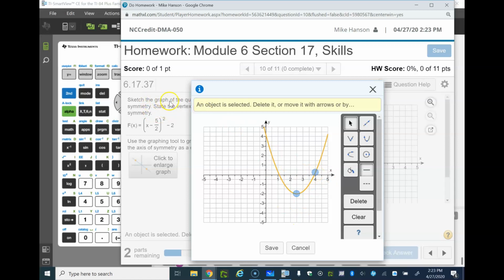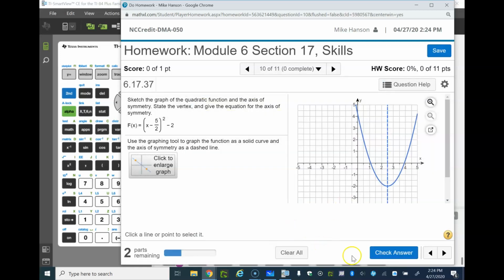Remember, now I have to find the axis of symmetry. So I'm going to hit my line tool and make sure it's dashed, because if it's solid, they're going to mark it wrong. I go back to where the vertex was, 2.5 and negative 2, and make sure the line is straight up and down. It doesn't matter where you put it. You can put it down here, put it here. Just make sure it's straight up and down. So that's my dashed line going down to here for the axis of symmetry. Save, check answer. And we should be good to go with this problem. And then we move forward to writing an answer.